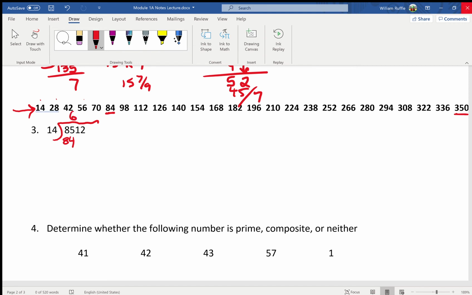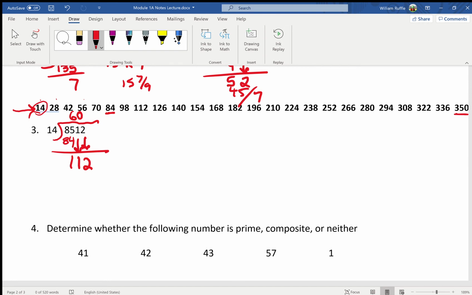So 6 times 14 is 84. I subtract. 5 minus 4 is 1. I bring down the 1. Now here's a tricky one, and they love trying to trick you with this. Does 14 go into 11? Well, the lowest number is 14, isn't it? So it does not go into that. So now when I bring down a number, and this is smaller than what I'm dividing by, I have to put a 0 there. I have to hold that place. That's very tricky. And then I got to bring down the 2.